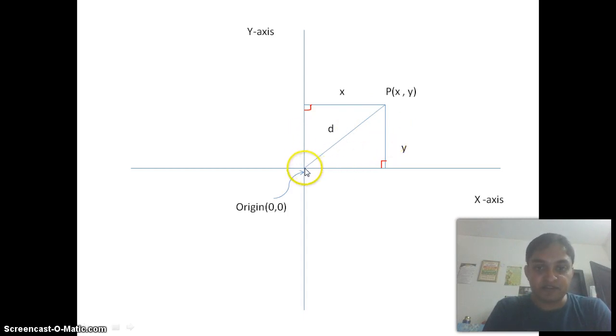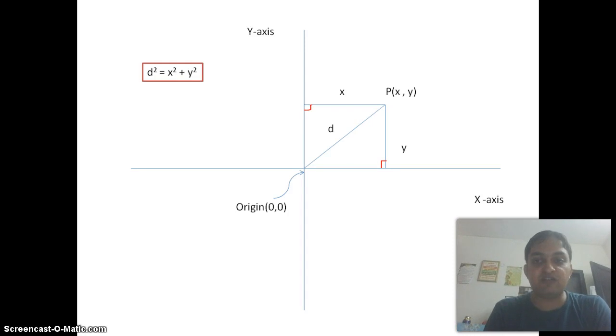Now if we observe carefully, in this right angled triangle, our base is x, our height is y, and hypotenuse is D. So by Pythagoras theorem we can say that d square is equal to x square plus y square. So we can easily obtain d here, which is the distance of a point from origin.